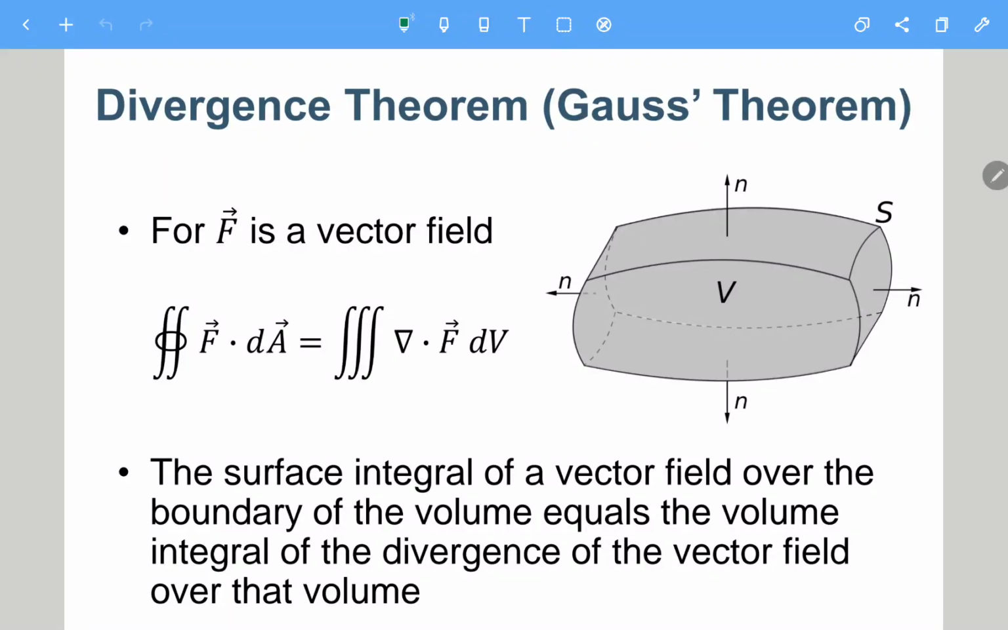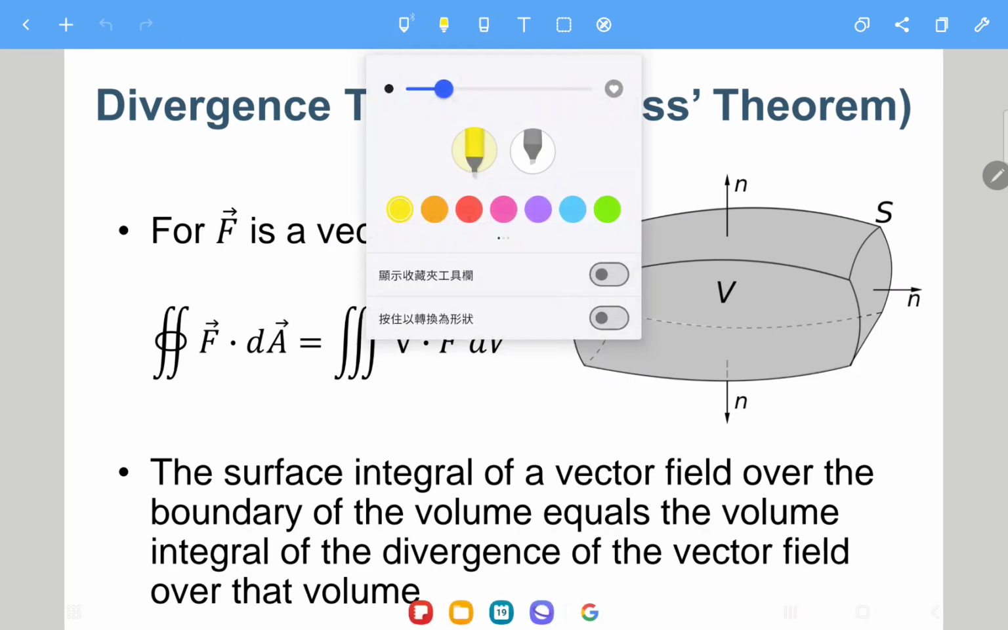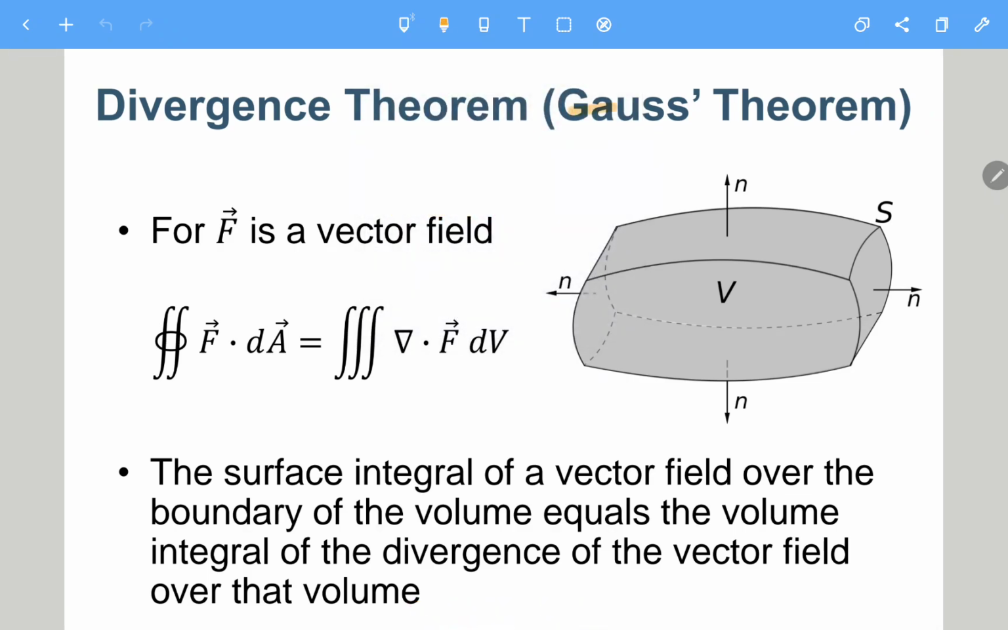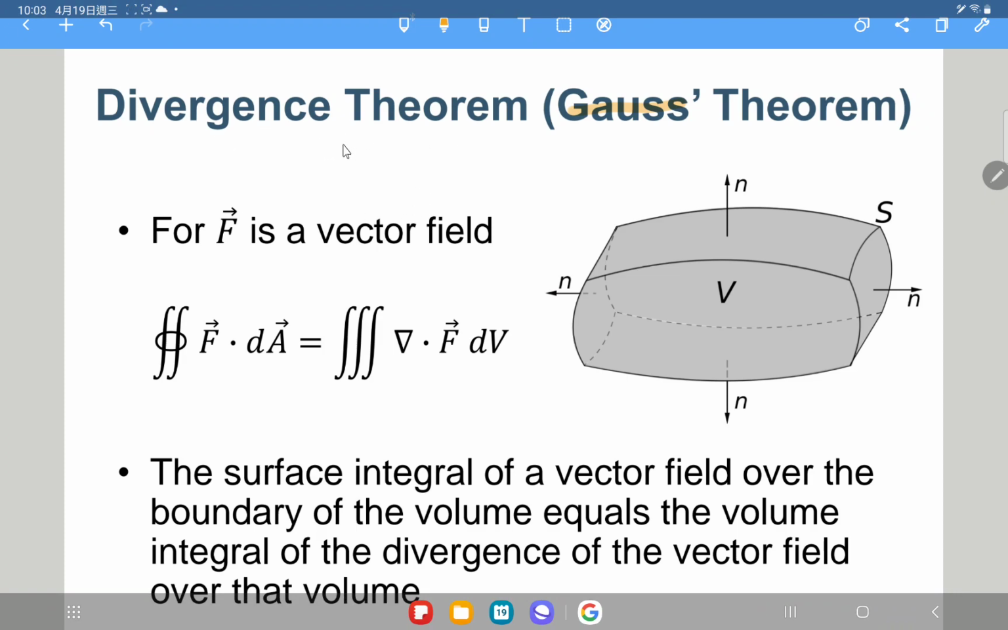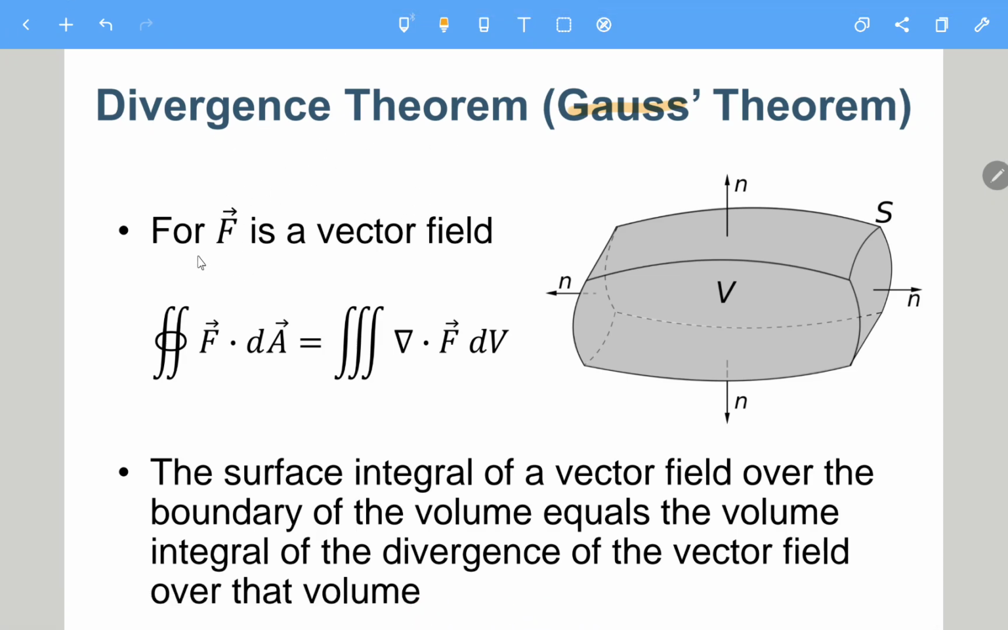Okay, so here we will introduce two theorems for deriving the differential form of the Maxwell equation. The first one is called the divergence theorem, or you can call it Gauss theorem. Based on the name, you can imagine this is applying to the Gauss law. So actually, what is the divergence theorem? The divergence theorem actually looks like this.